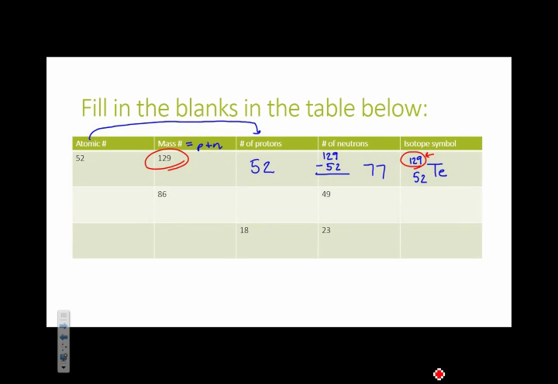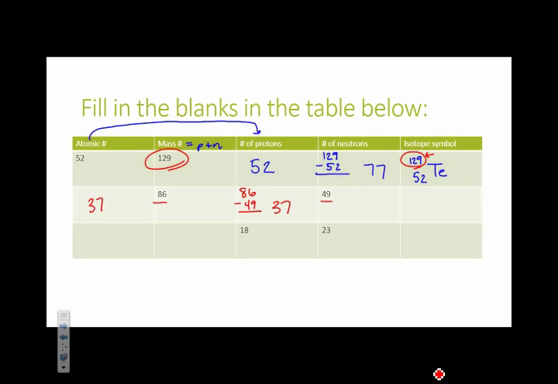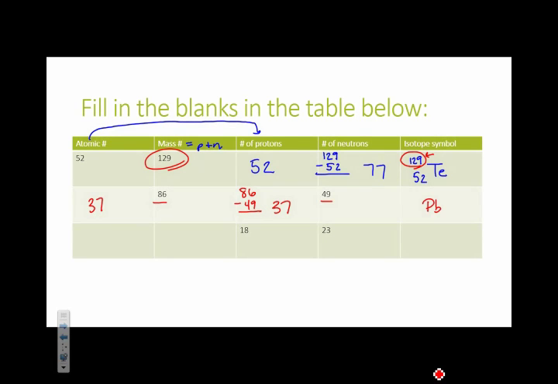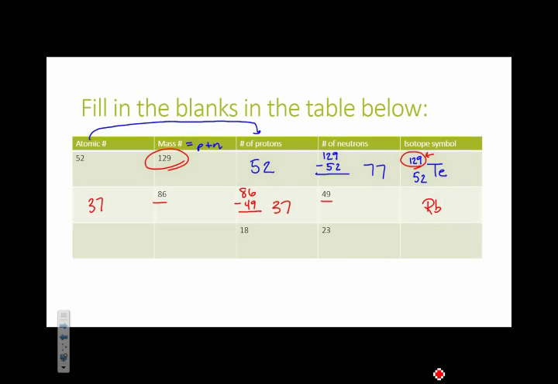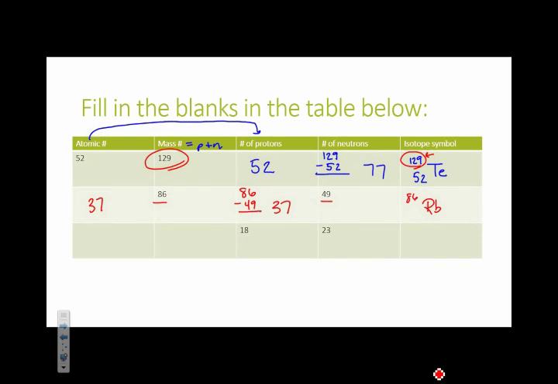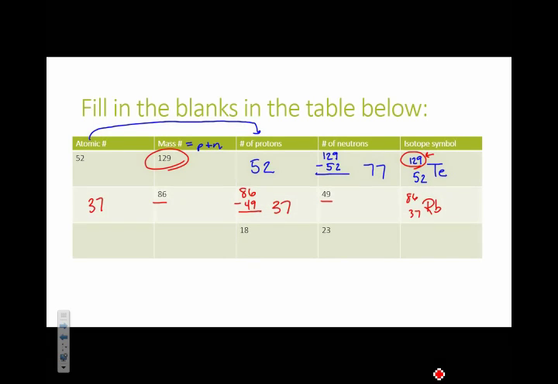Okay, in the next problem, I'm given the mass number and the number of neutrons. So if I take the mass number and subtract the number of neutrons, then I should come up with my number of protons, which is 37. That will also be my atomic number. I'll look up element 37 on the periodic table. It's rubidium, Rb, and mass number goes on the top, atomic number goes down there on the bottom. No information about electrons, so we assume it's neutral.